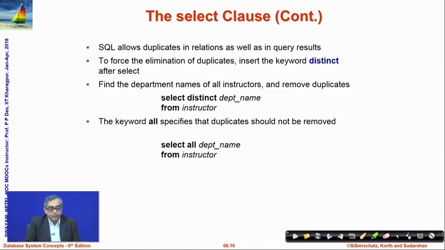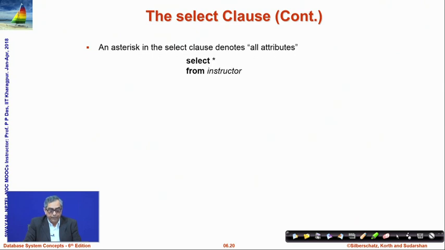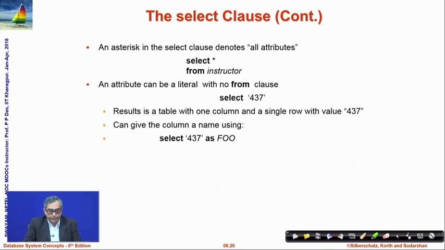Then you can also specify another keyword, all, which ensures that the duplicates are not removed. So, if you do select all dept name, then all the names will feature with duplicates. If some department had 3 instructors, the name of that department will feature thrice. You can use an asterisk after select to specify that you are interested in all the attributes that the relation or the collection of relations in the from clause has.